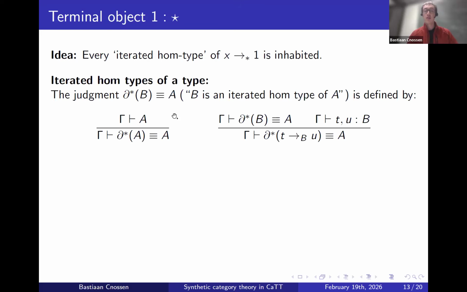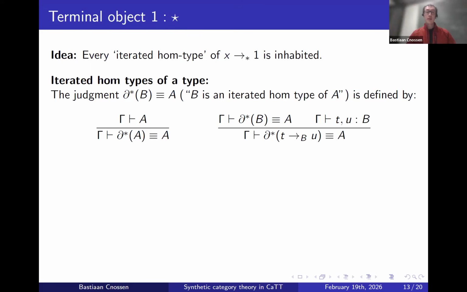So we're going to say that B is an iterated Hom type of A if it is constructed in one of the following two ways. First of all, A is an iterated Hom type of itself. We have done 0 iterations of forming Homs. And second of all, if B is an iterated Hom type of A, and I have terms T and U of B, then the Hom type of B is itself an iterated Hom type of A as well.